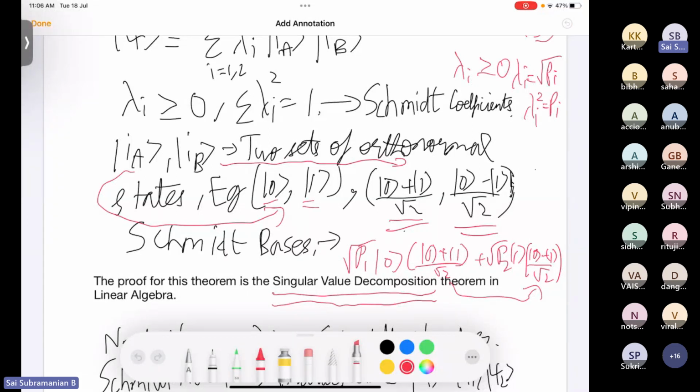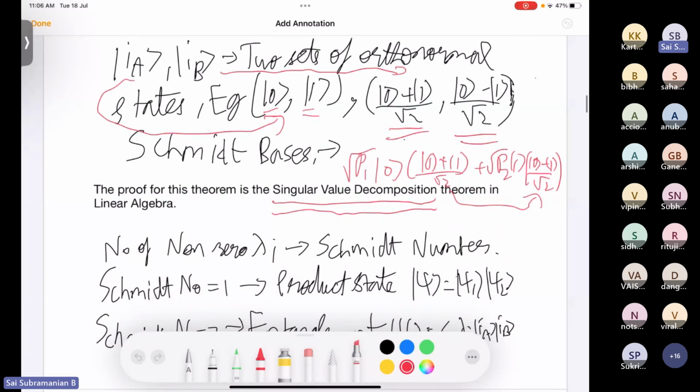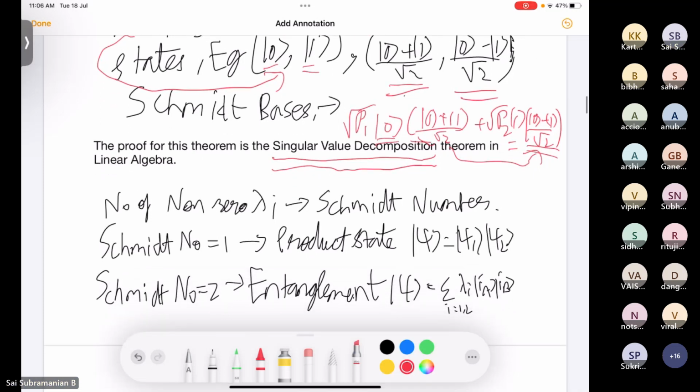And again, this is just for intuition. We will not use this form too often either. So just to say, if we have 2 qubits, we can understand it as square root of p1 times the first qubit in one particular state and the second qubit in another particular state, plus square root of p2 times the first qubit in the second orthonormal state, and similarly the second qubit in its paired orthonormal state. So this is a way to understand 2 qubits, and some terms and notation to interpret what this is. The number of non-zero lambda i's is called the Schmidt number.